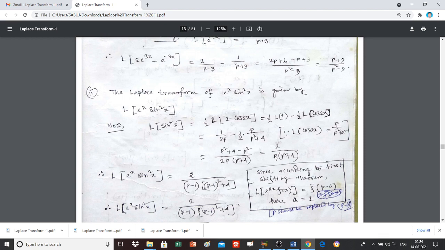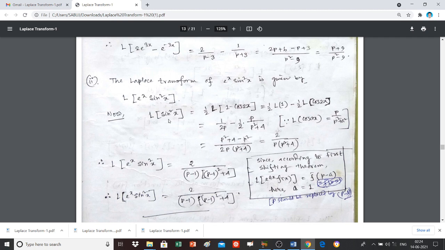So this is the result for the Laplace transform of sine square x, but our function was e to the power x sine square x. So the Laplace transform of e to the power x sine square x is found using the first shifting theorem. The first shifting theorem says the Laplace transform of e to the power ax f(x) is equal to F(p minus a). That means if the Laplace transform of the function f(x) is F(p), and it is multiplied by e to the power ax, then p should be replaced by p minus a. This was the first shifting theorem. We have studied it, we have learned it.